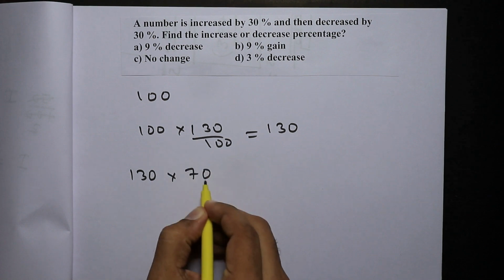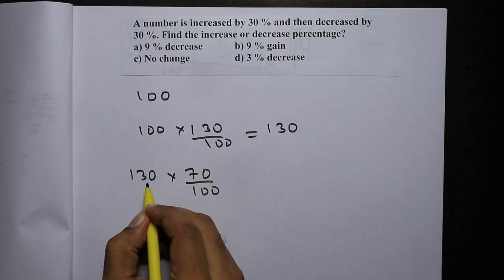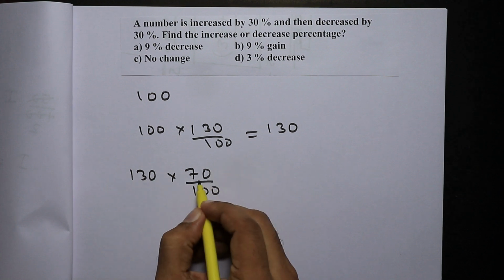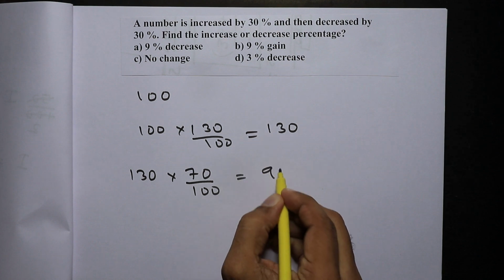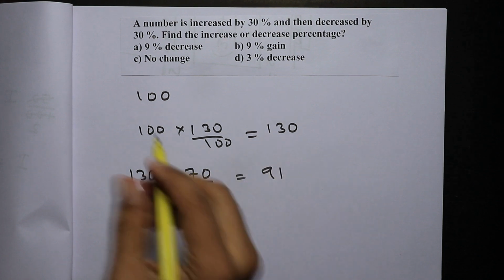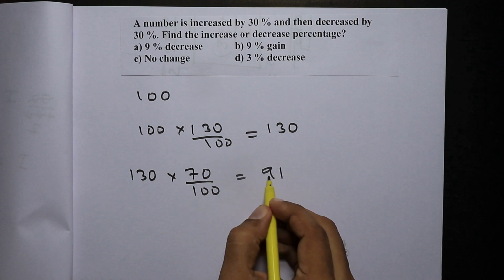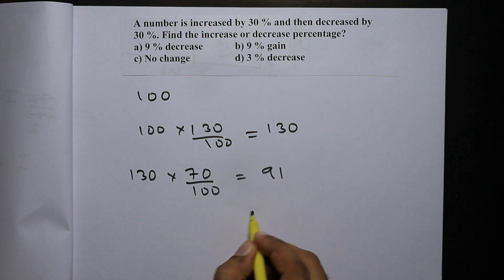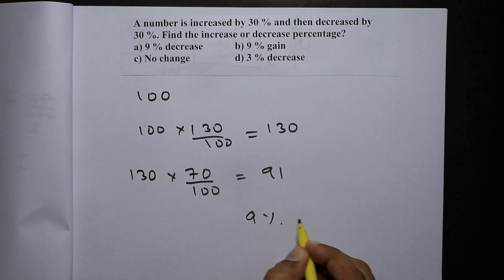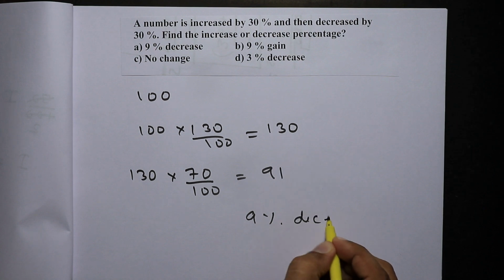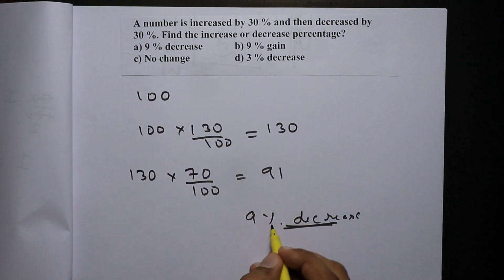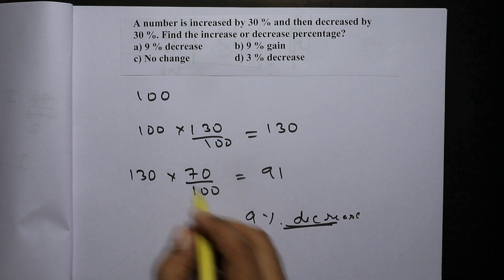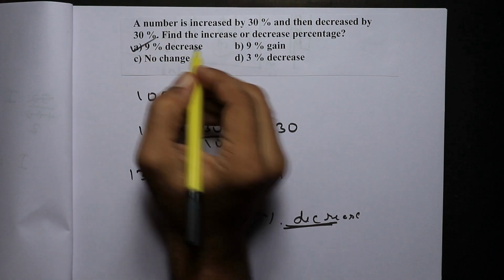So now you will have only 70% of this because it has been decreased by 30%. So this you will get it as 91. So originally it was 100 and now it has become 91. So effectively there is a 9% decrease. 100 to 91, it has decreased by 9%. Hence option A, 9% is the right answer.